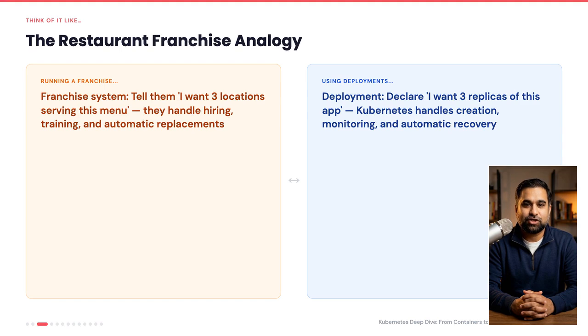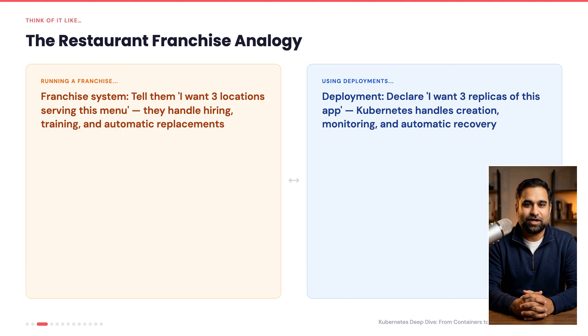Pods are like individual employees. They can do the work, but if they quit, if they crash, they're just gone. Nobody automatically replaces them. Deployments are like the franchise agreement. You declare, I want 3 replicas of this application running. Kubernetes handles the rest. If a pod crashes, Kubernetes spins up a new one. If you want to scale to 10 replicas, you change one number. The system maintains your desired state. This is the heart of Kubernetes philosophy: declarative configuration. You declare what you want, not how to achieve it step by step.